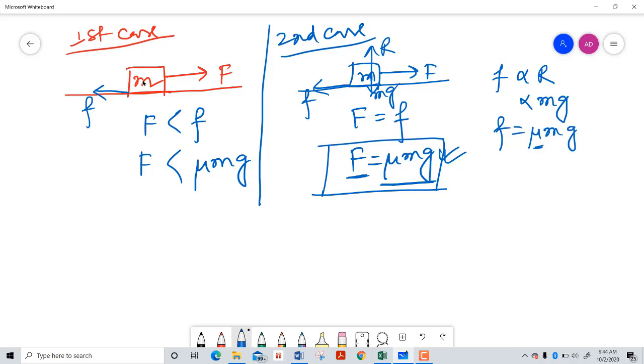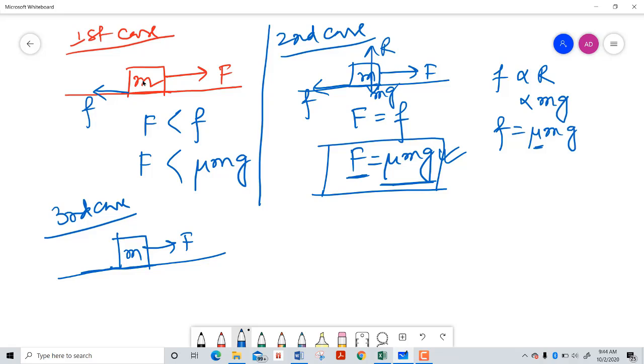Now what about the third case? In the third case, your applied force is sufficient to move that object, right? That means you have applied a lot of force and you are able to overcome the friction easily. That means the object is accelerating, and your applied force is much greater than the friction force. That means the applied force minus the friction force is equal to the net force, that is, mass into acceleration. Now what can I write from this expression?